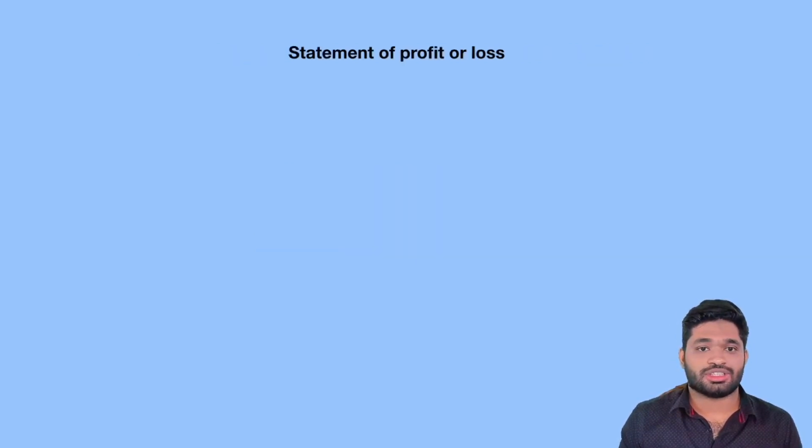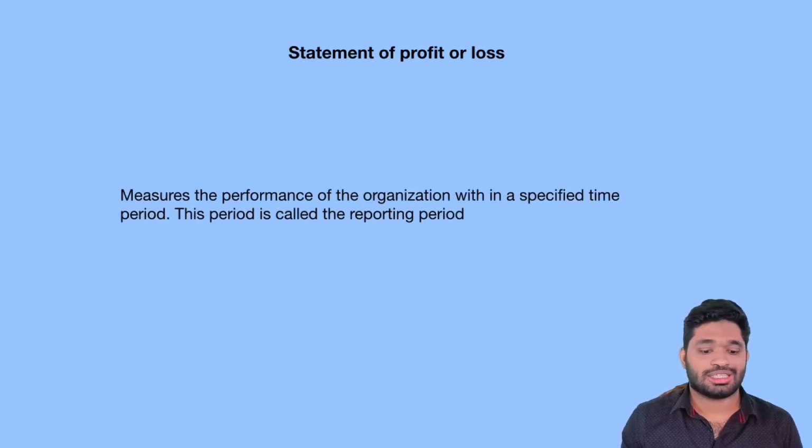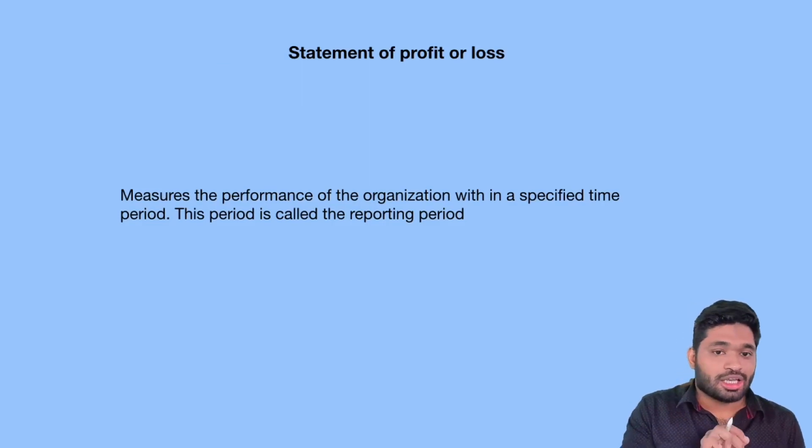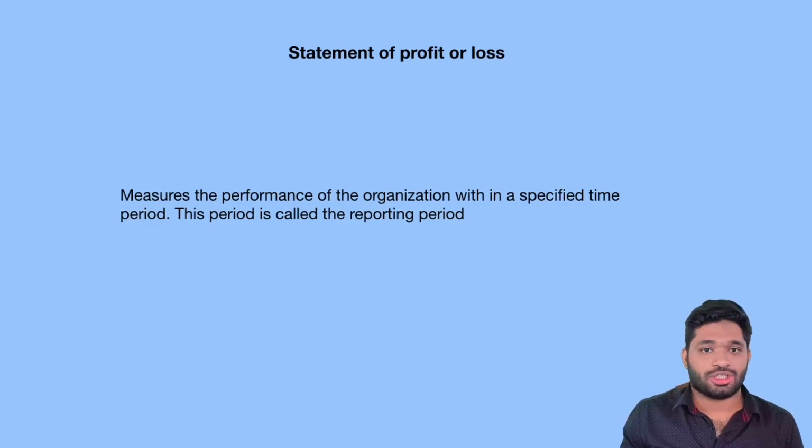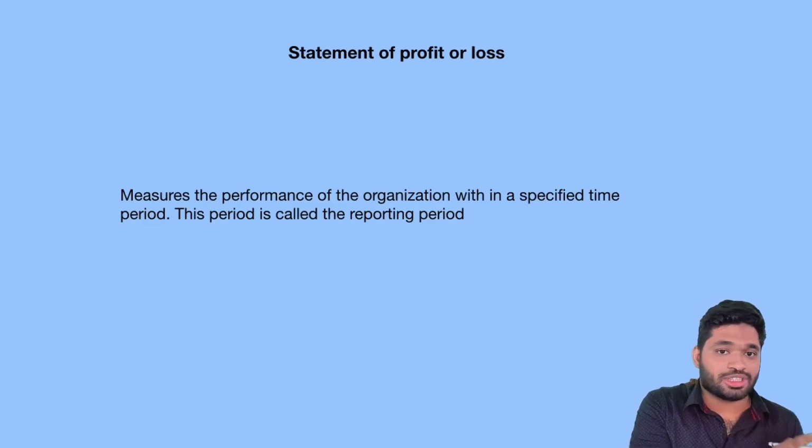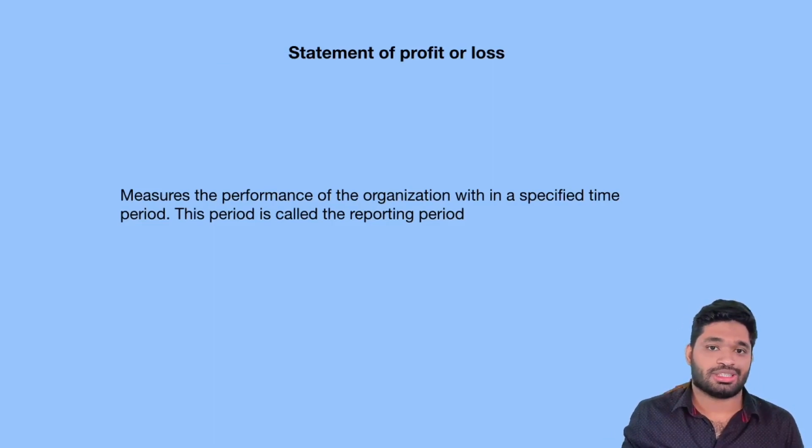Let's start with the first one, which is the statement of profit or loss. The statement of profit or loss will evaluate the performance of the organization during a certain time period. This time period is what you call the reporting period or the financial period. For example, we will look at all the incomes and expenses to see the performance of the organization during the time period from 1st of January to the 31st of December. That's a 12-month period. That is called a financial year. So if your financial year starts on 1st of April, it will end on 31st of March. A 12-month time period.